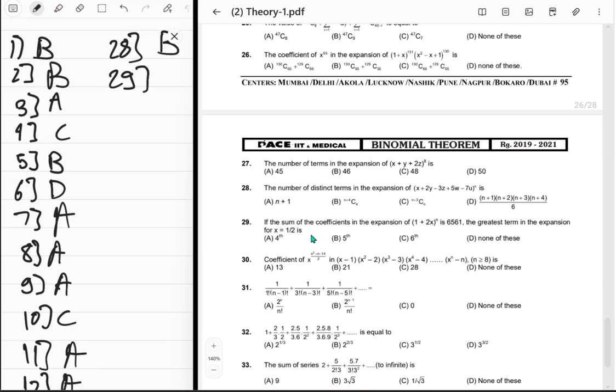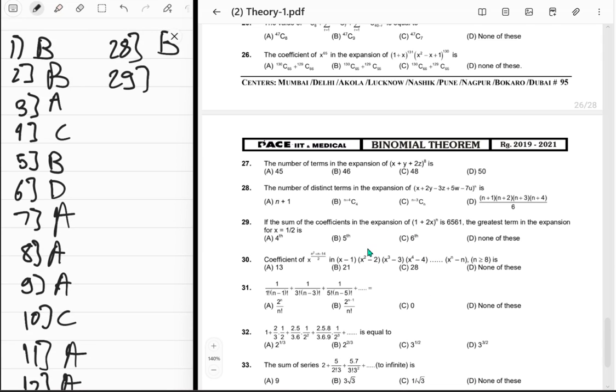If the sum of coefficients in the expansion of 1 plus 2x power n is this, the greatest term in the expansion for x is equal to 1 upon. Wait, what? When you say the sum of coefficients, do you think of it as a polynomial of x, or as a polynomial in 2x? I don't know, I'm just going to think of it as a polynomial in x, not 2x.